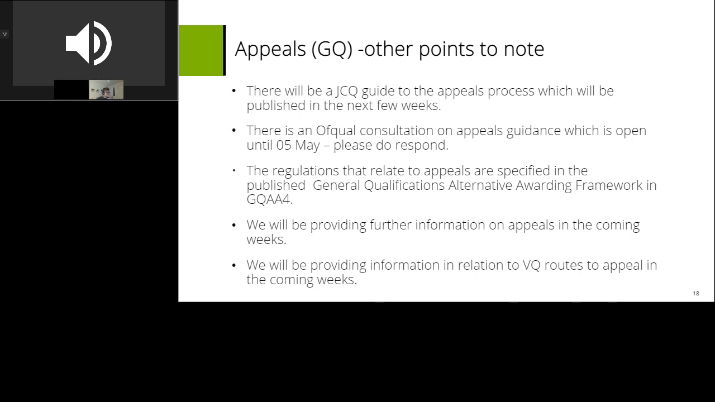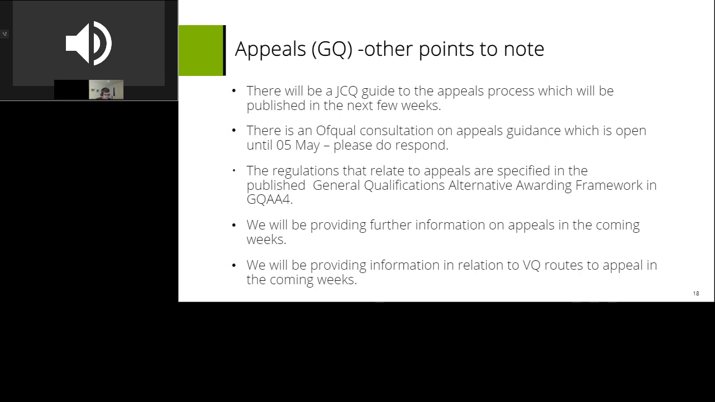In terms of where there is some useful information at the moment, I just wanted to point out the General Qualifications Alternative Awarding Framework, which is quite a lengthy title, but this is the publication which contains the regulatory requirements and the conditions that we as awarding bodies are working to this year. GQAA4 is where the information about appeals is held. So if you want to check the regulatory requirements that we will be complying with this year, that's a useful document for you.